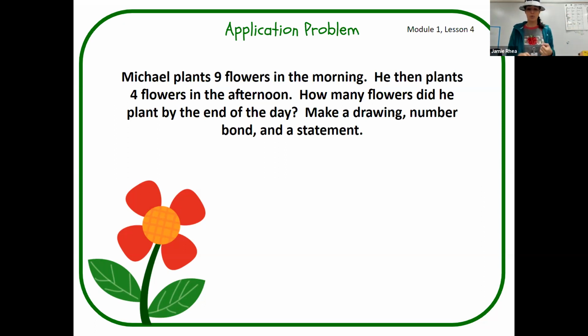Okay, but before we do that, what did we have to have in our problem? We have to have a drawing, we have to have a number bond, and we have to make a statement. Okay, so since I know I have to have a number bond, I'm going to go ahead and draw one up here.